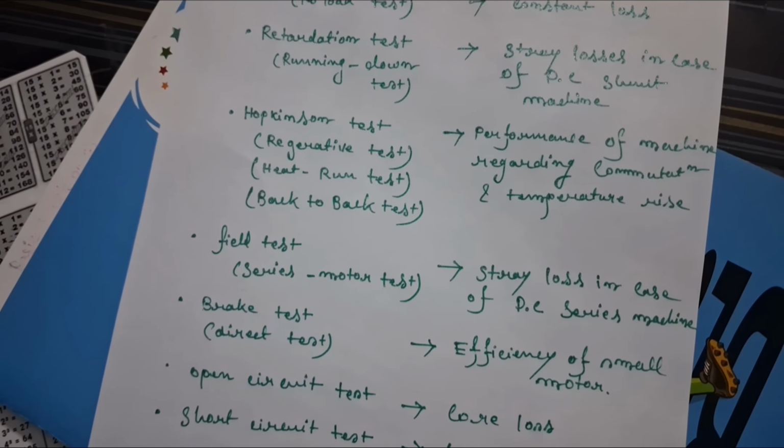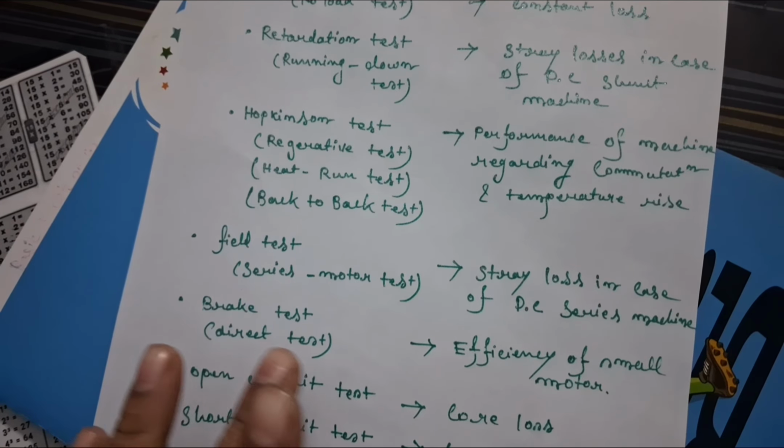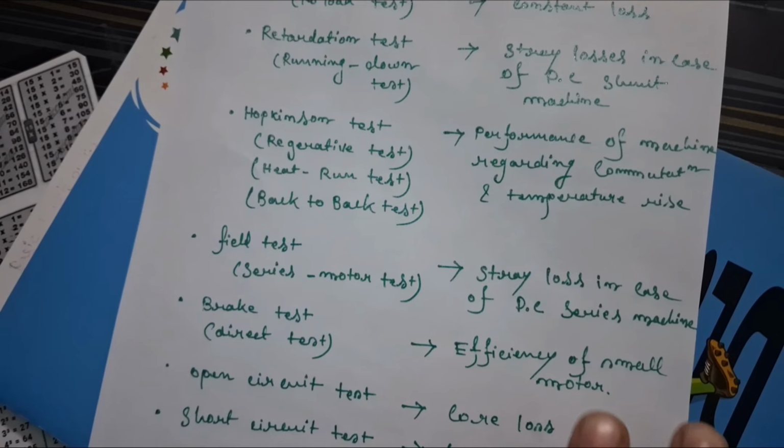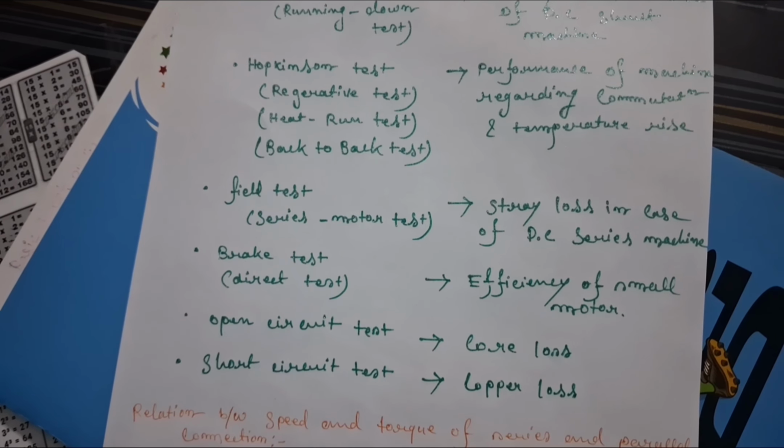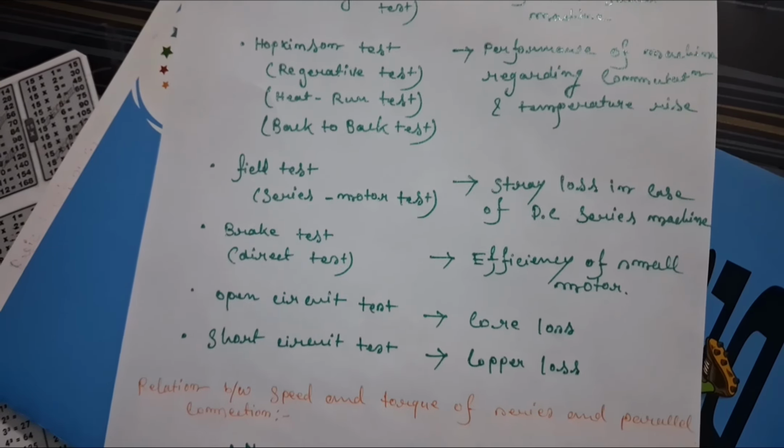Next is brake test. Brake test is also called direct test. It is used for determination of efficiency for small motor. Next, open circuit test. Open circuit test is used for determination of core loss. And next is short circuit test. Short circuit test is used for determination of copper loss.